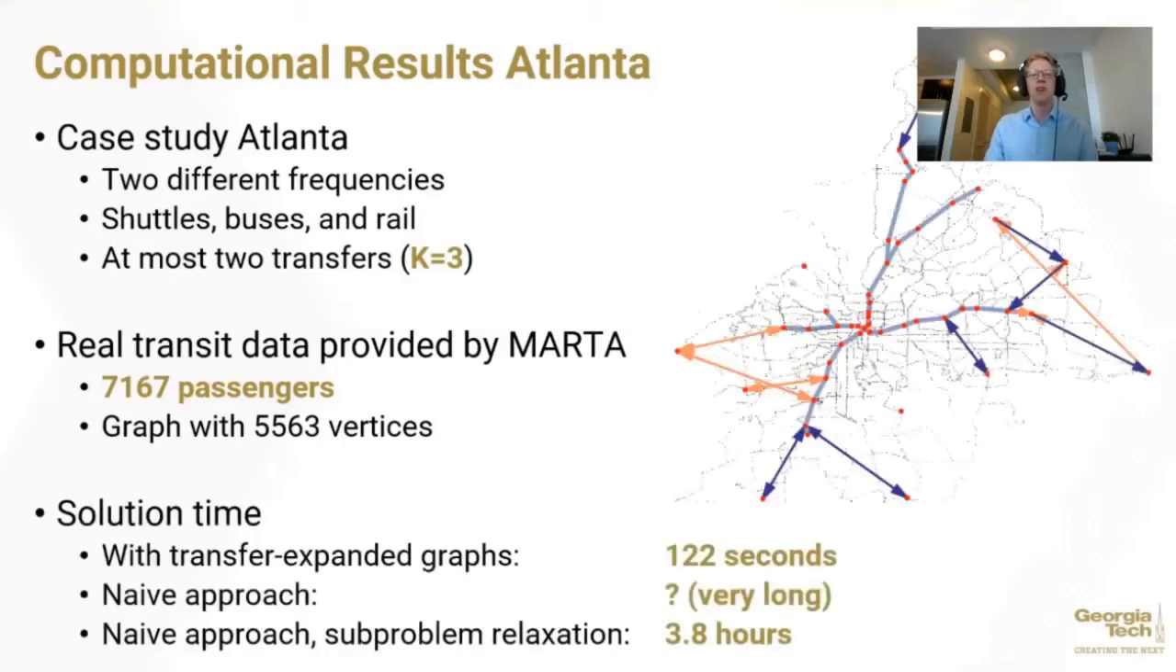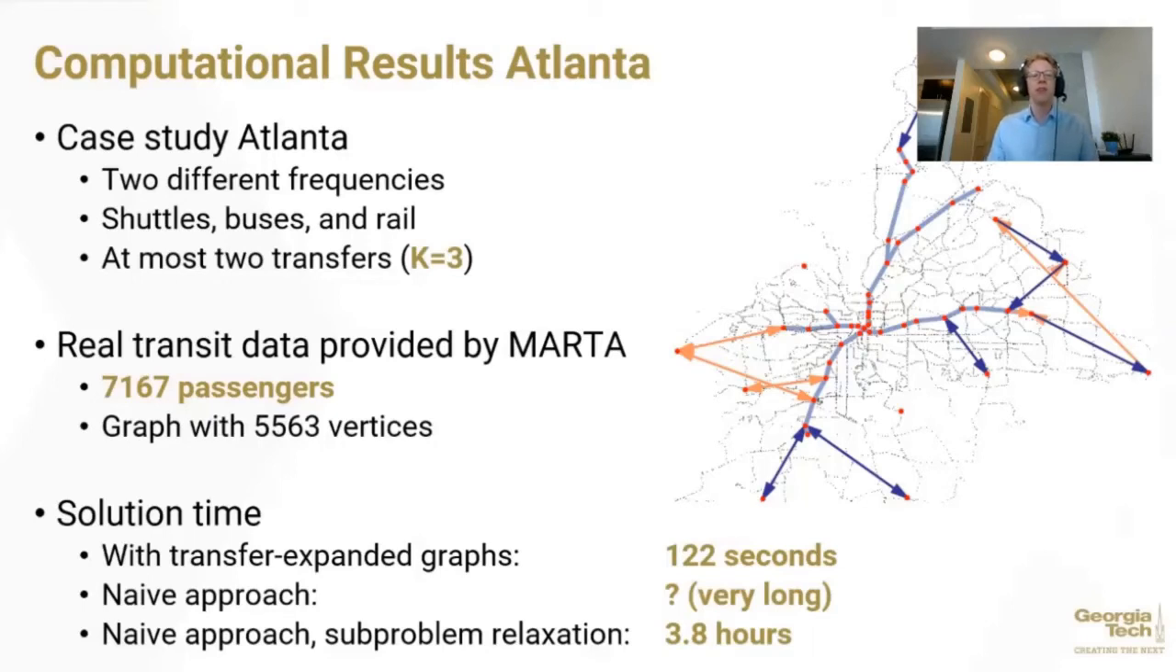What we observed here after solving it, and the solution you can see on the right, is that if we use transfer expanded graphs, as explained, we can solve this problem in about 2 minutes. If we take the naive approach, I have no idea. I never let it finish. It took way too long. So then we tried the naive approach where we relaxed the subproblem. So we relaxed the integrality constraints, even though technically you cannot. And then still, it takes an extremely long time to solve it.